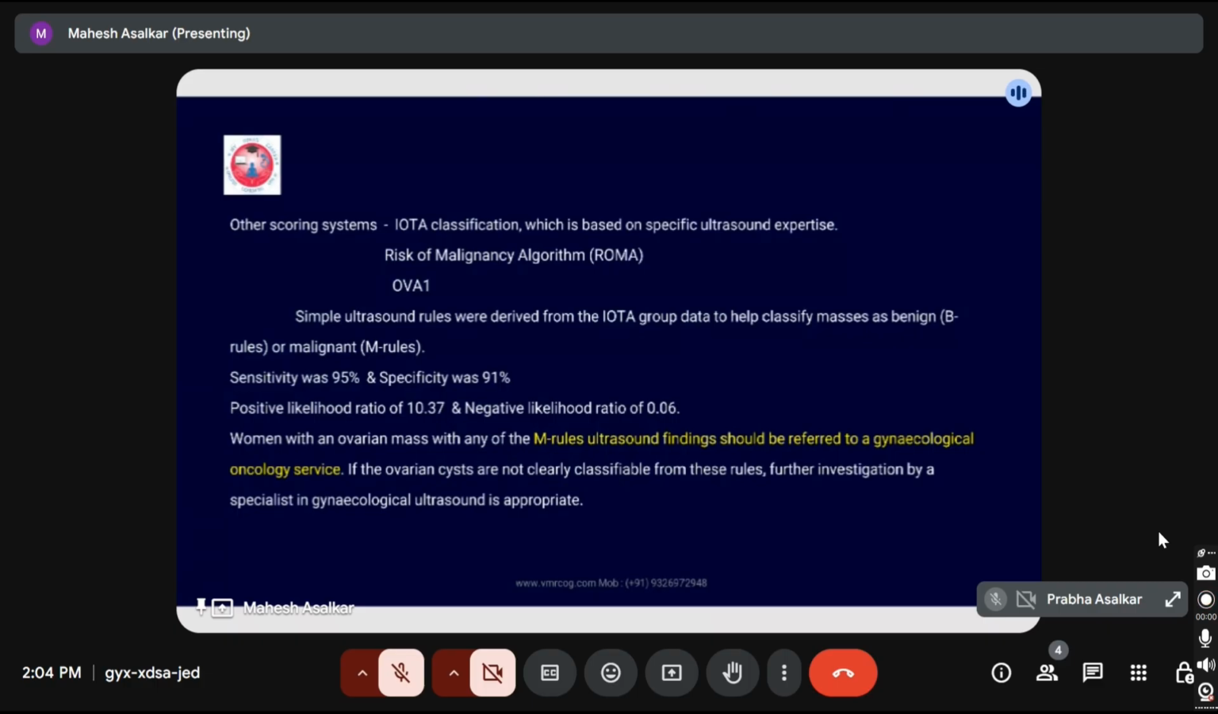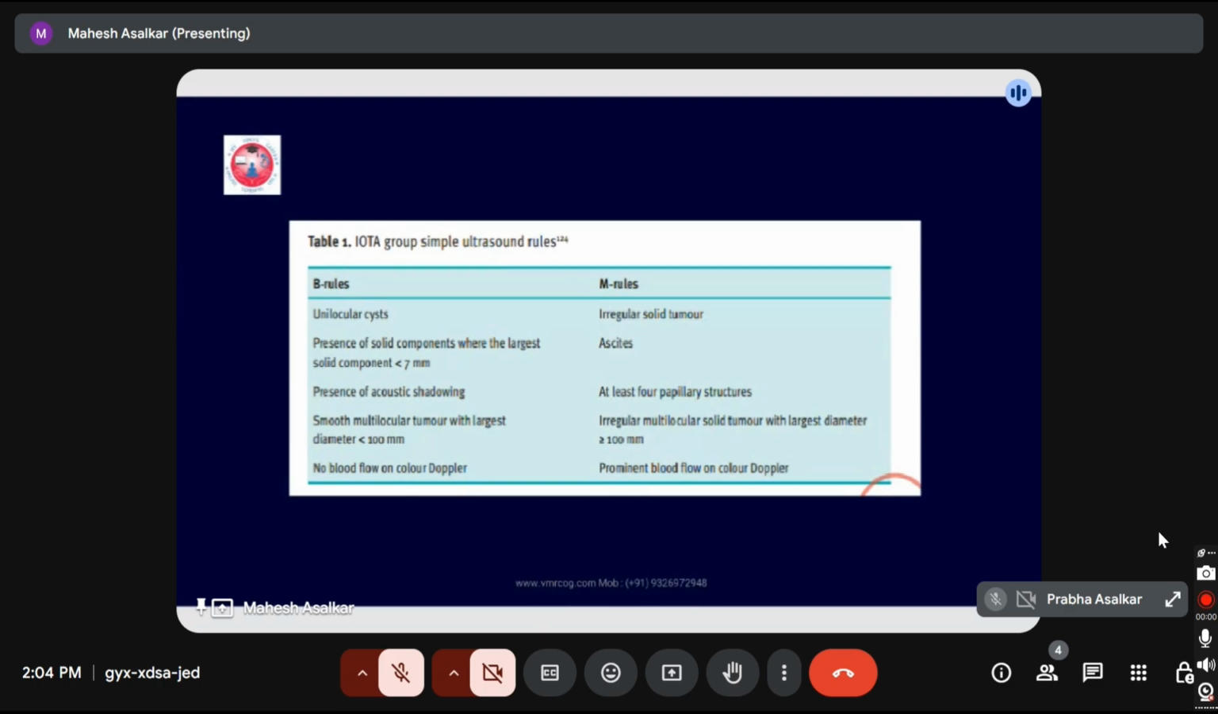Special investigations will be required if you are not able to classify using these B rules or M rules. So what are these B rules and M rules? The benign features are: a unilocular cyst; presence of solid components where the largest solid component is less than 7 millimeters. Remember, a solid component goes in favor of malignancy, but a solid component less than 7 millimeters is a B feature, or benign feature. Also, presence of acoustic shadowing; a multilocular cyst that is a smooth multilocular tumor with the largest diameter less than 10 centimeters or 100 millimeters; and no blood flow on color Doppler. These are the B features, or benign features.